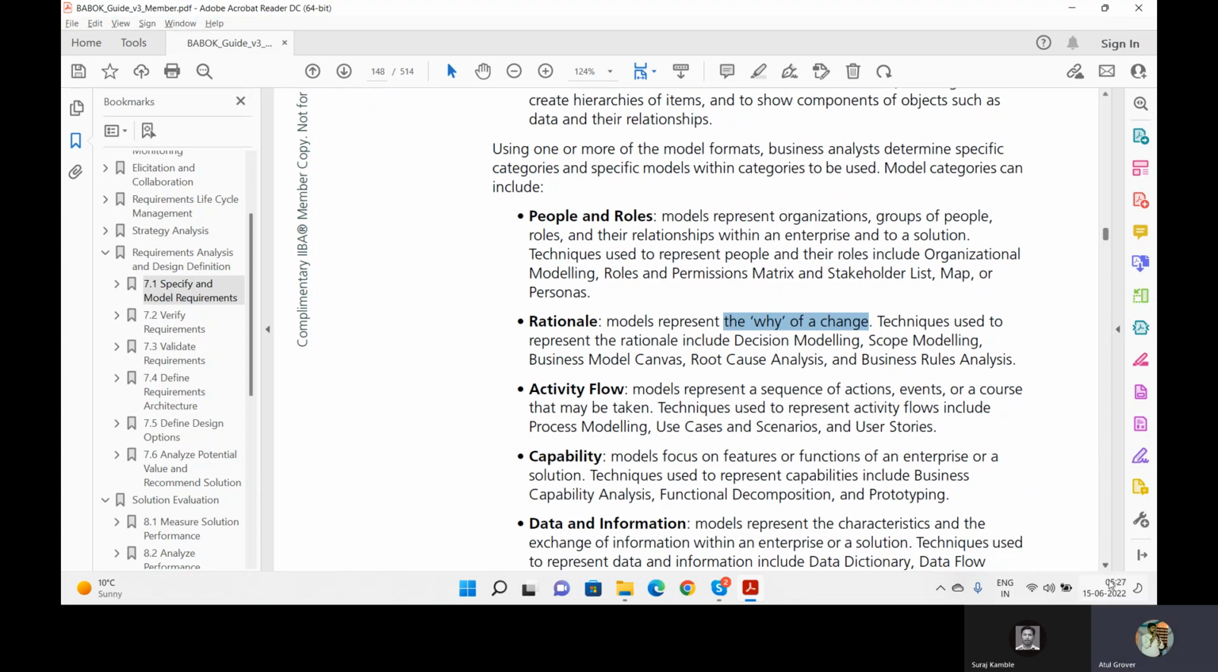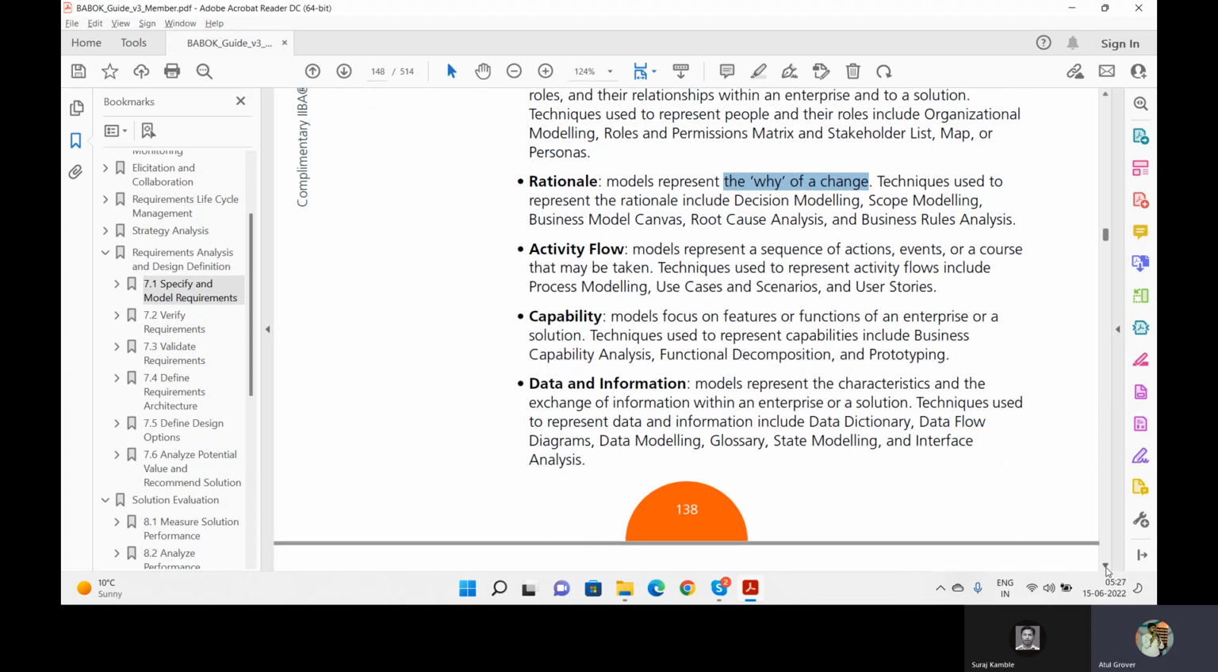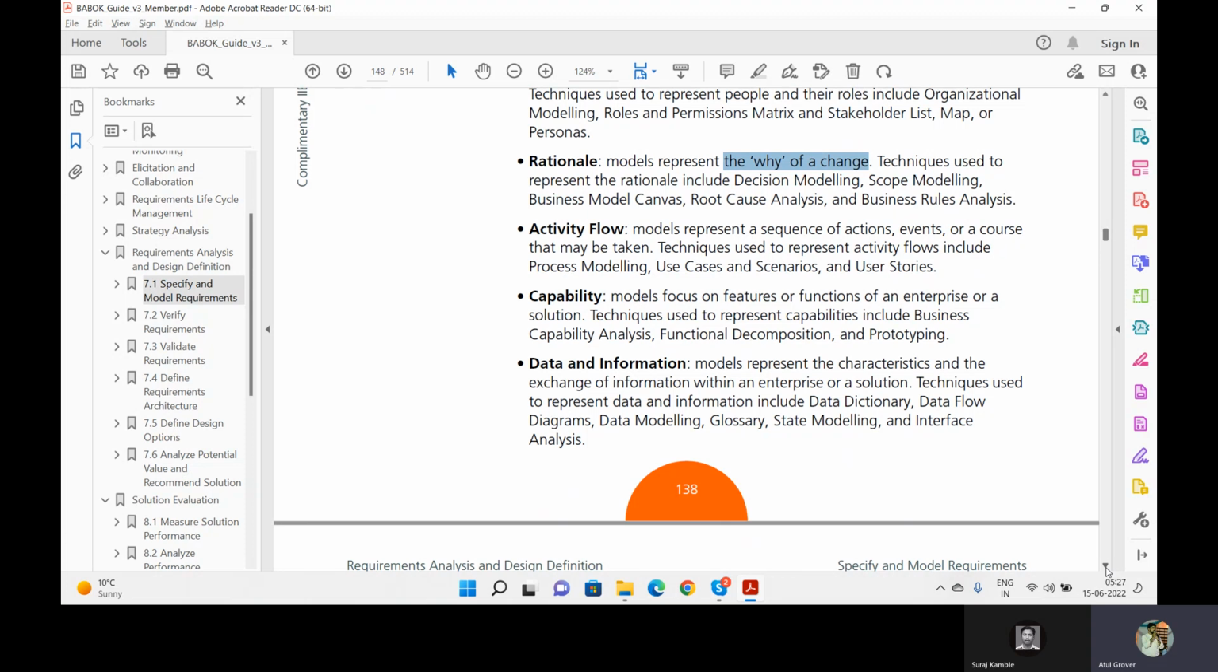Now the next one which it says is called the activity flow. You can define kind of flow charts, kind of things you can define. Modeling, use case or user story you can define. Based on the capability, that this particular requirement is falling in the set of which capability, functional decomposition, prototyping kind of things. And finally, data and the information. It looks very heavy, Atul.